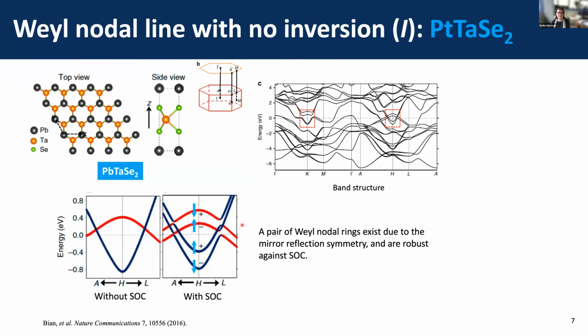One such example of a Weyl nodal line that occurs with broken inversion symmetry is in platinum tantalum diselenide. Here's the crystal structure that shows the lack of inversion. And notice here the band structure calculations and the details of the band structure without and with spin-orbit coupling, where a couple of nodal rings occur due to the preserved mirror symmetry.